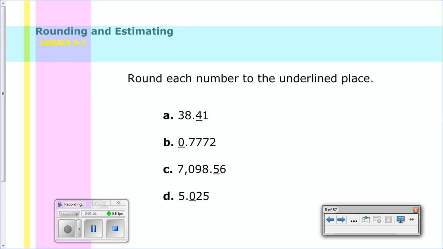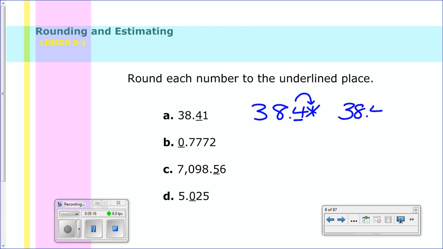All right, so now we have these ones. Round each number to the underlined place. Again, I'll do A with you, then you need to do B, C, and D. We have 38 and 41 hundredths. We need to round to the tenths place. So again, look to the number after. This digit is a 1, so that means it stays the same. So we have 38 and 4 tenths. All right, go ahead and do B, C, and D.